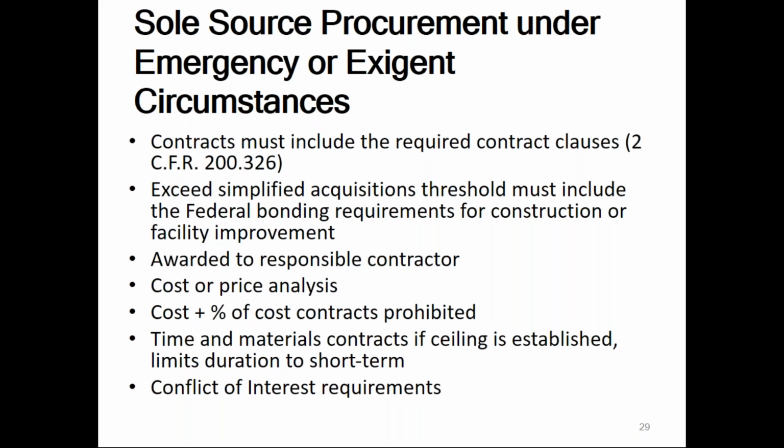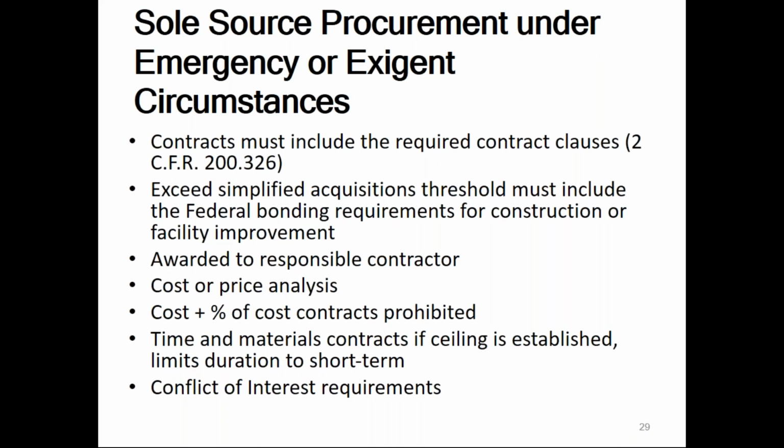Generally, for construction or facility improvements, federal bonding requirements are required for those that exceed the simplified acquisition threshold. But I don't believe under this event that we're going to have many construction or facility improvement projects. It's all emergency work, category B.